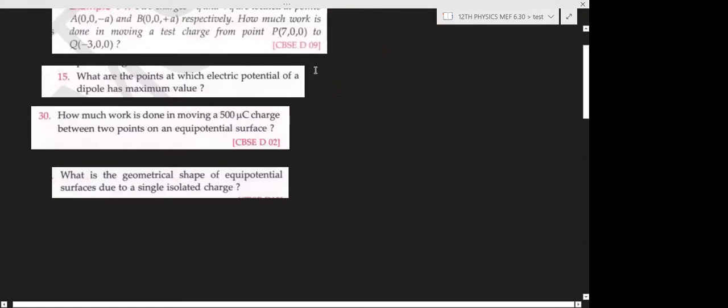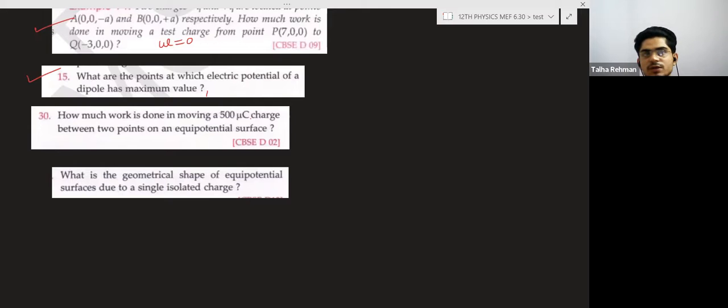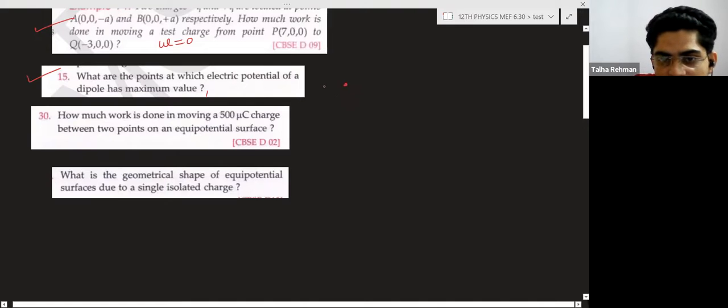So we have done this question. Here the work done is 0, and here the potential is maximum on the axial line of the dipole. On the axial line, there can be only 2 points. Suppose this is charge minus q and this is charge q. Here is one point, here is another point. Here theta is equal to 0 degree, and here theta is equal to 180 degree. This is the answer of this question.